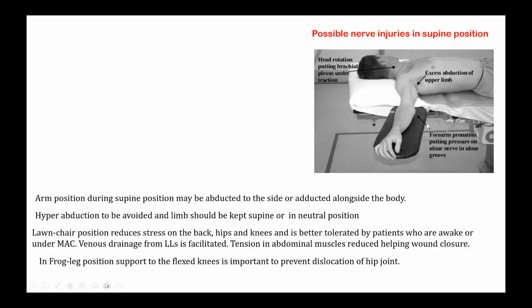And the frog leg position supports the flexed knee, which is important to prevent dislocation of the hip joint. And these are the possible nerve injuries that can happen in supine position. Excess abduction can cause traction on the brachial plexus branches. And this is the olecranon, where ulnar nerve compression can happen, and too much head rotation may stretch the brachial plexus. So better to keep the head in the neutral position, arm abduction minimized to less than 90 degrees, and proper padding at the olecranon. These are the three important nerves that you have to take care of in supine position.